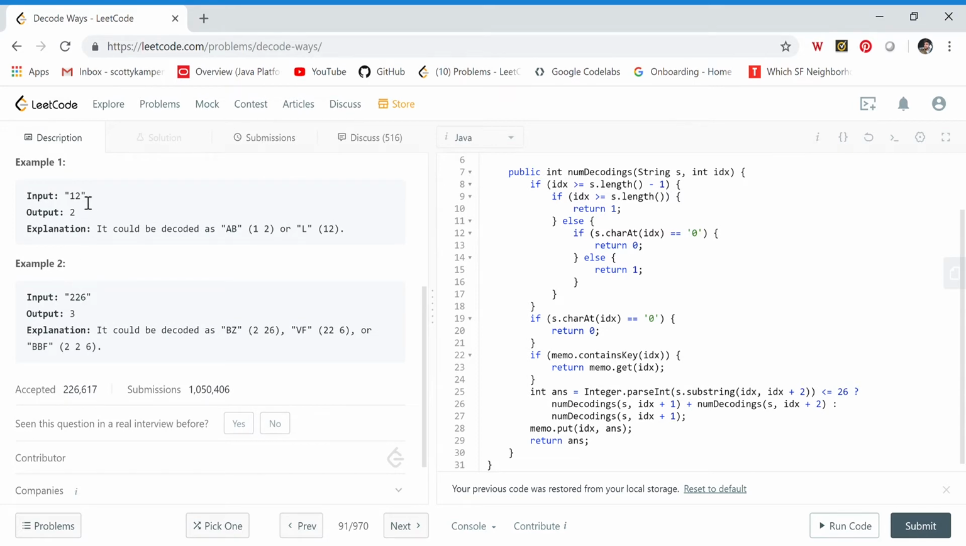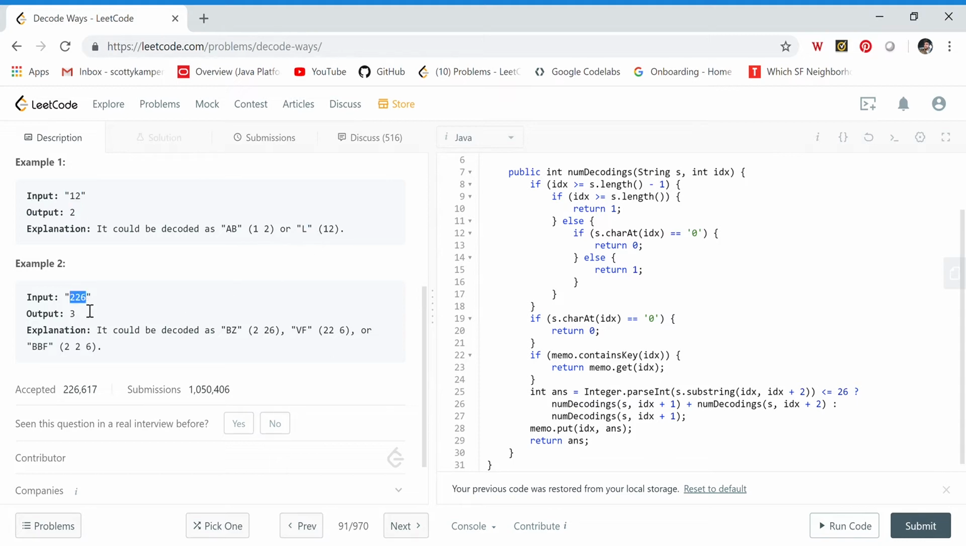So here's an example. If we're given 12, we can decode that 2 ways. We could do AB, where we take the 1 to mean A and the 2 to mean B, and we have that decoding, AB. Or we can just take the 12 here and interpret that as an L, and that will come out as L, okay?